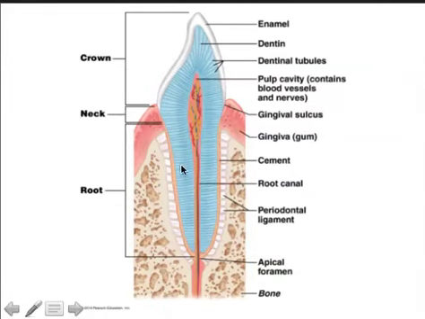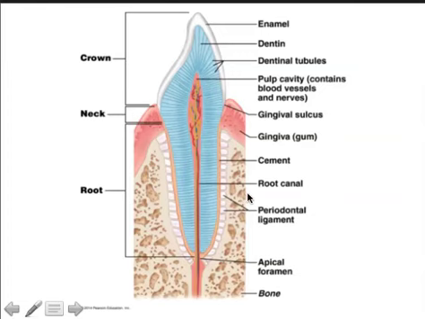The tooth is held in place by periodontal ligaments forming a very special joint called a gomphosis. The gingiva, of course, are the soft tissue that line the upper and lower jaw that come right up to the gingival sulcus, which is where the crown meets the gingiva at the neck and protects the rest of the tooth. And I think that's pretty much everything there.